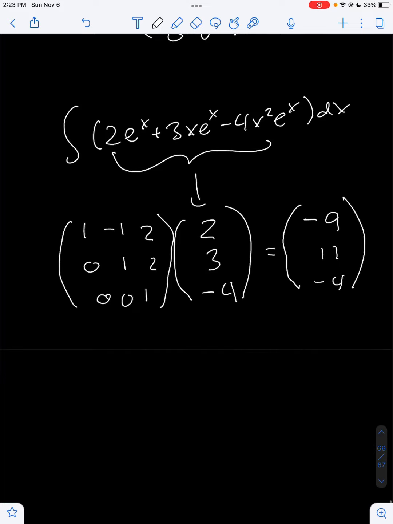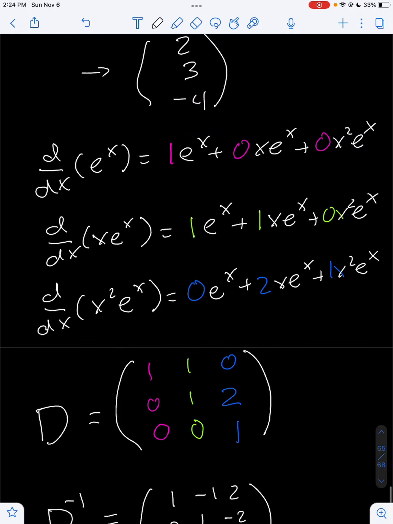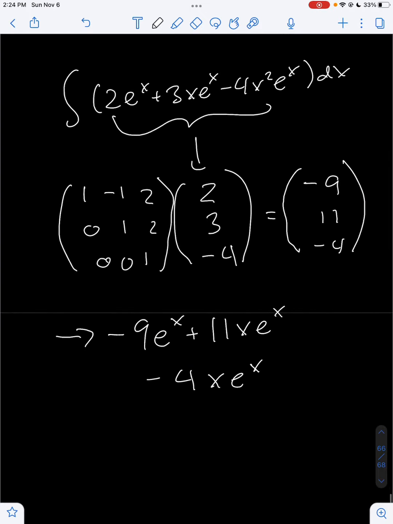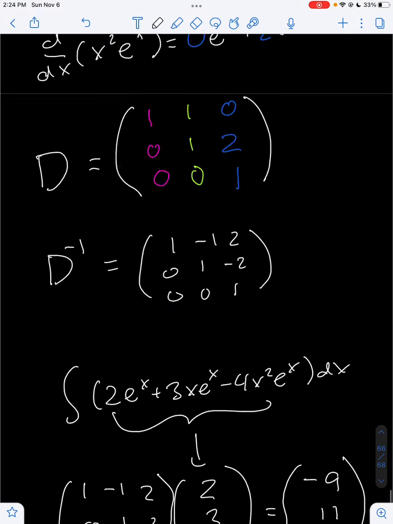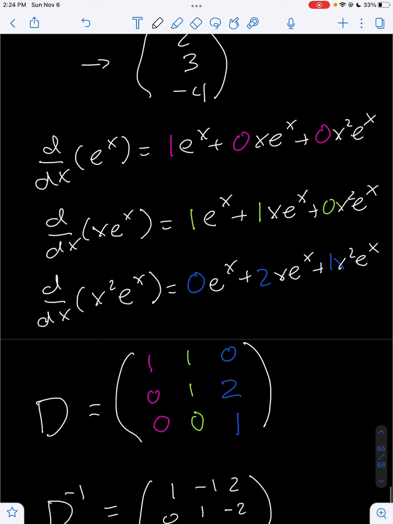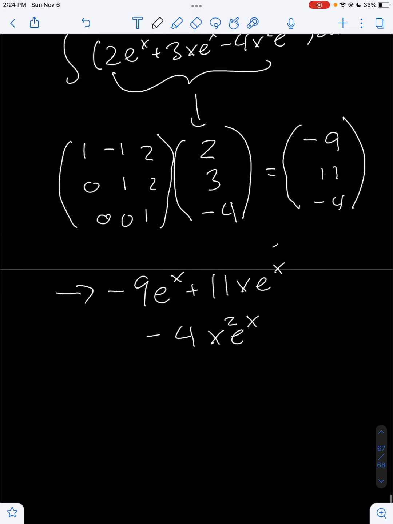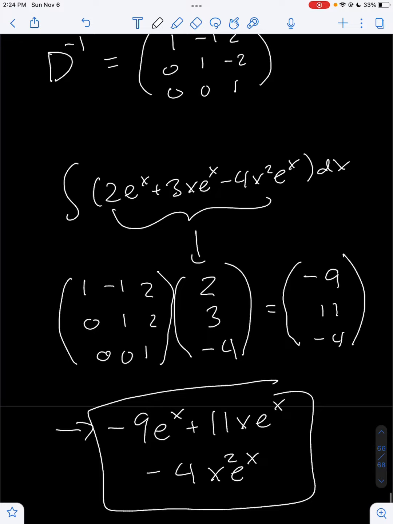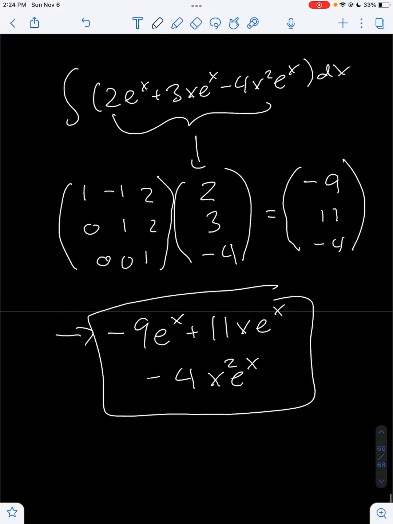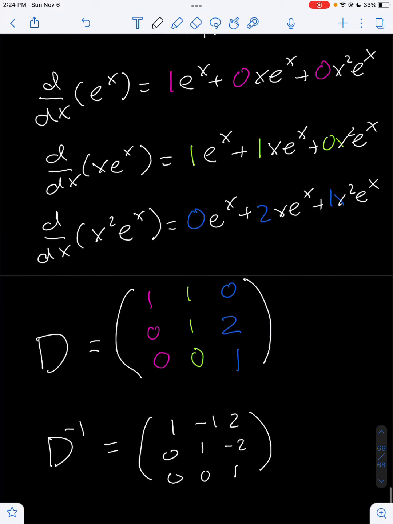So we just put this back into our function form to get negative 9 e to the x plus 11 x e to the x minus 4 x e to the x, or what was it? Yeah, it should be minus 4 x squared e to the x, since those were our basis vectors. So yeah, that's just our answer to the integral. It's that simple. It's so crazy how easy this is.